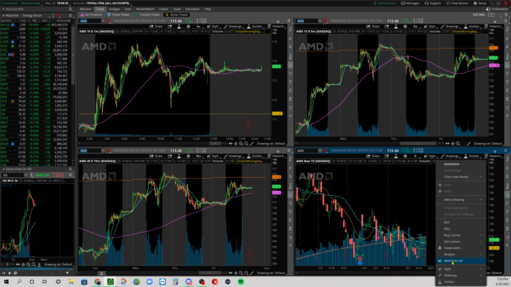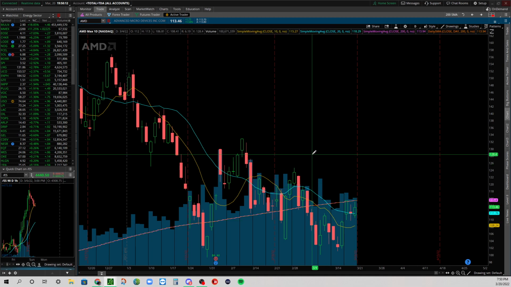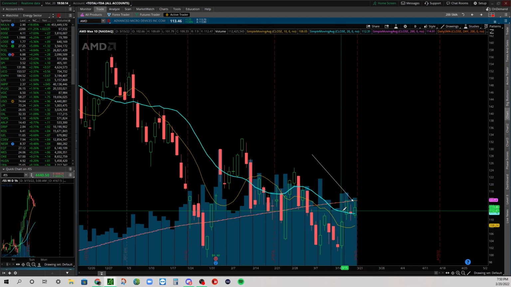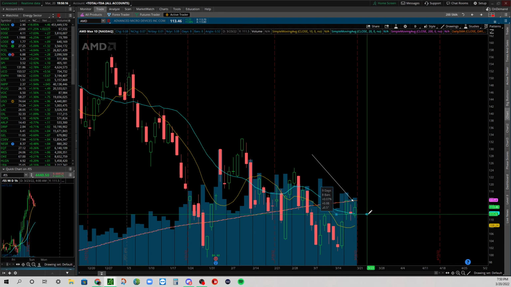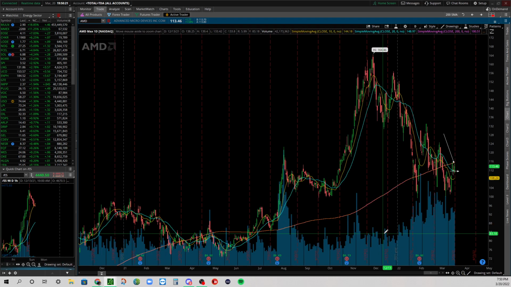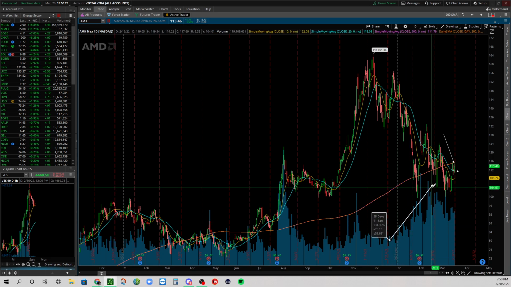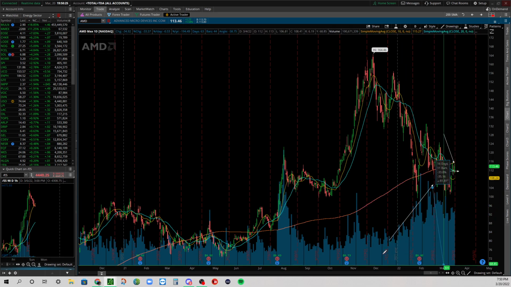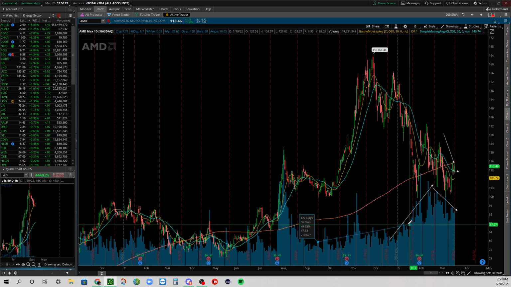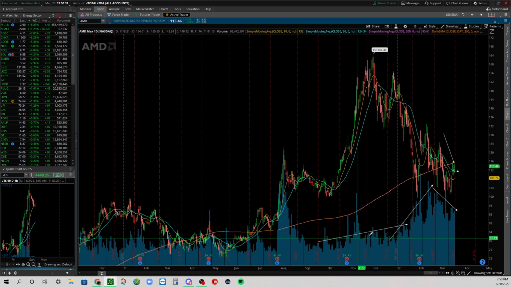AMD on the daily, you have resistance on the 200 SMA. You are above the 20 SMA here. You are above here, and then let's take a look at your volume. Volume was high, and then started to fade, but you're still pretty significantly higher from the previous couple months. Okay, so you have an increasing volume on AMD.